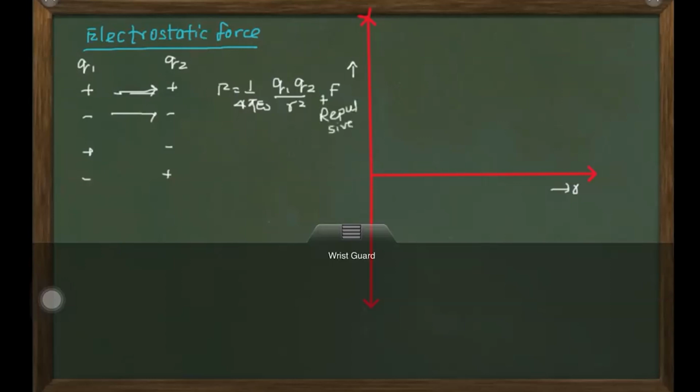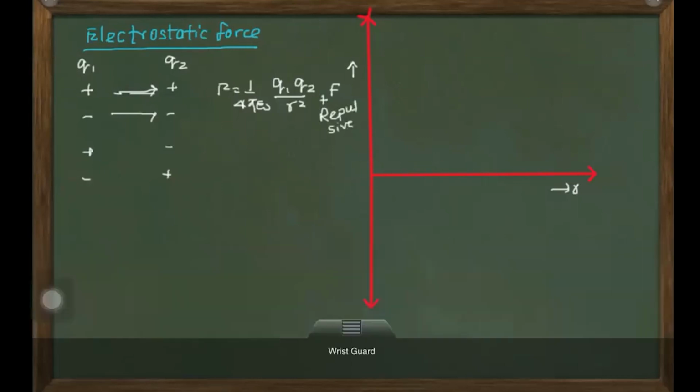Means your plus F will show repulsive nature, your minus F will show attractive nature. So if there is an attractive force, it will be shown downward, and if it is a repulsive force, it will be in the positive direction.